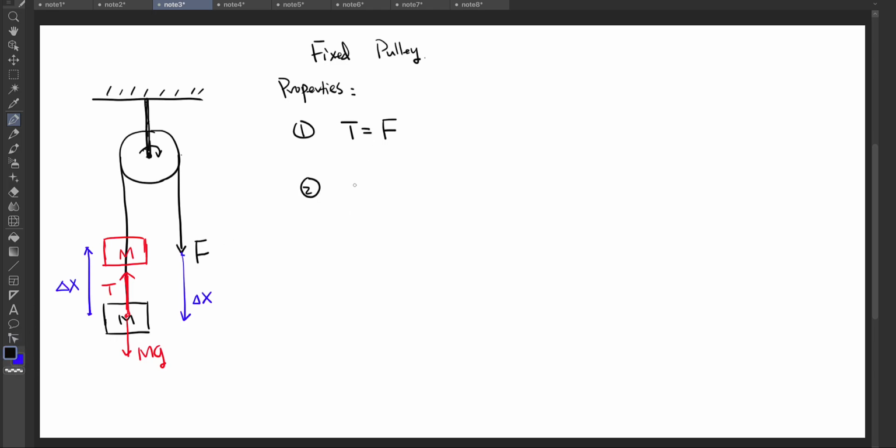So the object displacement, let's call it magnitude, since their directions are different, equals the string displacement magnitude. Okay, so these are the two properties of a fixed pulley.